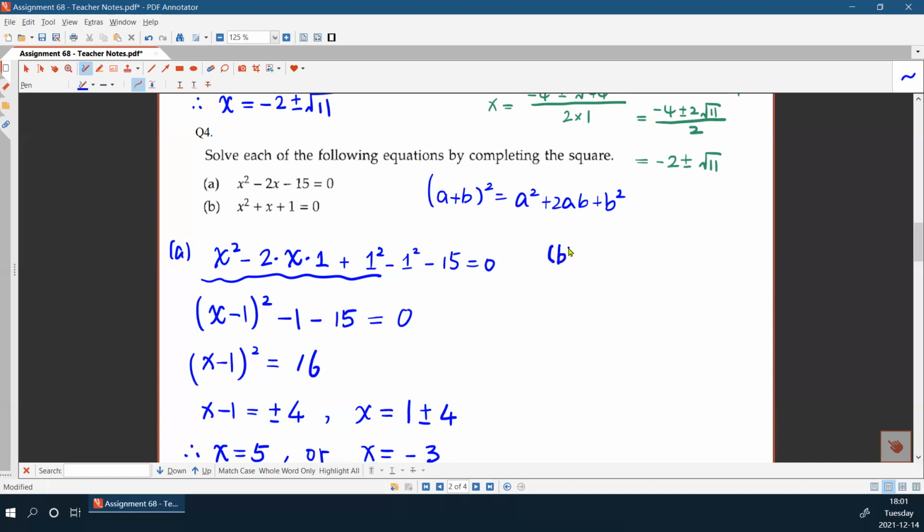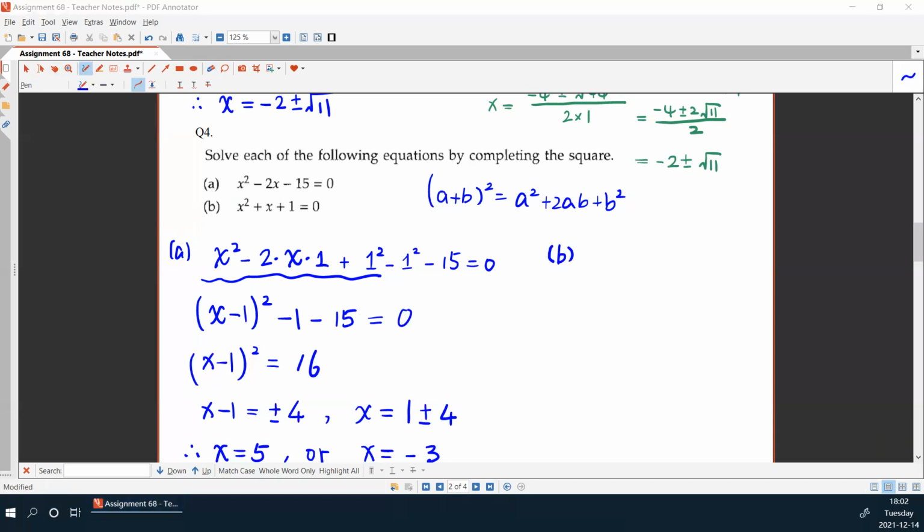And then let's have a look at question B. Question B, remember that this is our a squared, right? And this is our 2ab. So can you tell me which term you should make up to complete it as a square? Which term are we missing here? The number, yes. What exactly is the number? The number should be b squared, right?